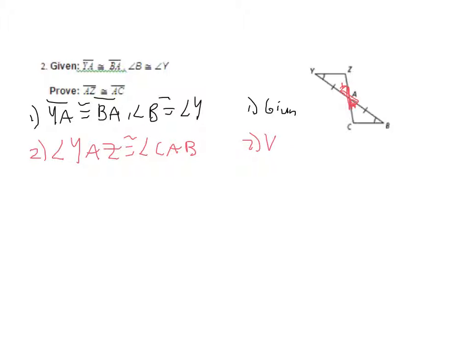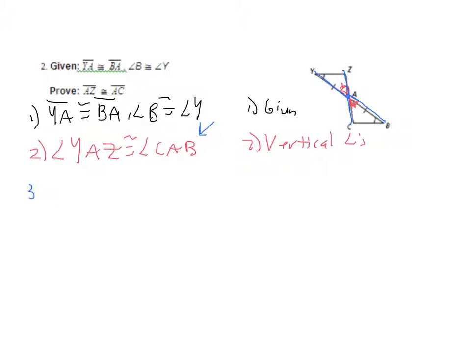And the reason is vertical angles. Make sure that when you're stating these angles, once you trace out the angle, YAZ gives me that angle, and CAB gives me that second angle. A lot of times people have difficulty stating the two angles. It has to be in the correct order. If it's not in the correct order, you could be talking about a different angle.